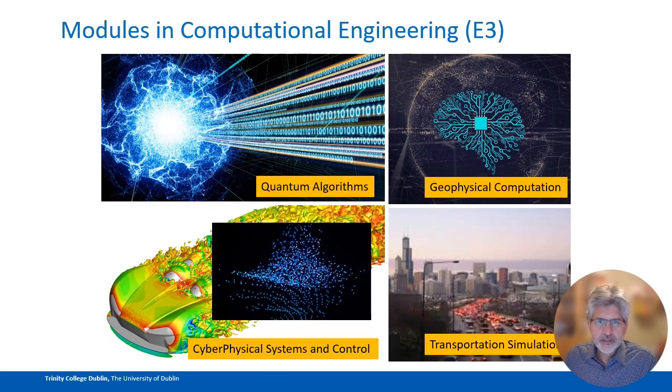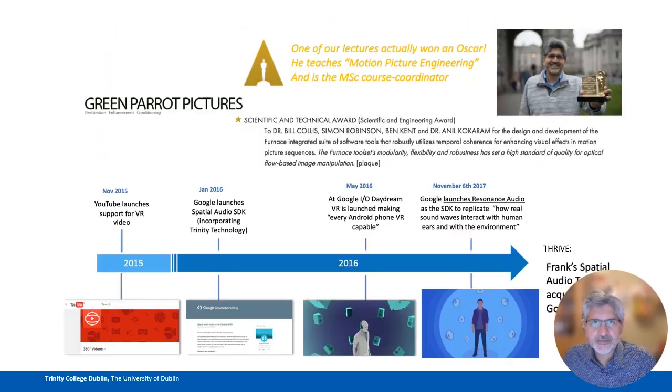The other modules in computational engineering span quantum algorithms, cyber physical systems and control, transportation simulation, and geophysical computation. And they're all quite popular, quantum and cyber physical in particular, especially because they kind of represent systems engineering concepts, and they are sort of approachable from students across a lot of different disciplines.